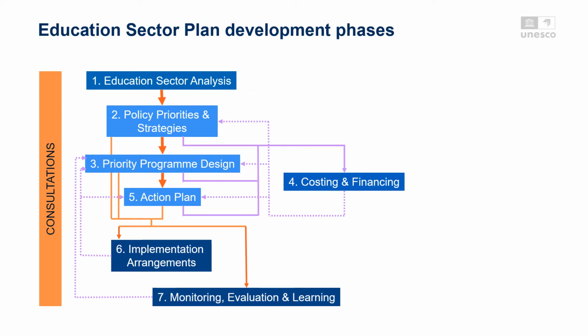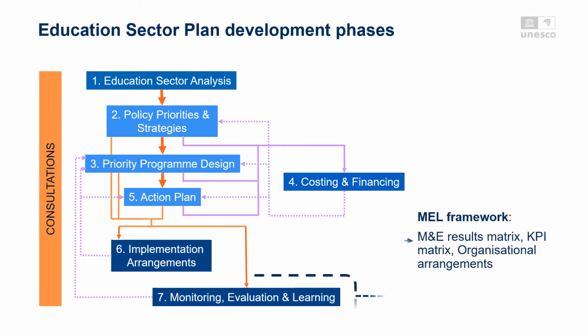This week we will be covering monitoring, evaluation, and learning. This step of ESP development includes developing the plan's MEL framework, consisting of an M&E results matrix, key performance indicator matrix, and organizational arrangements.